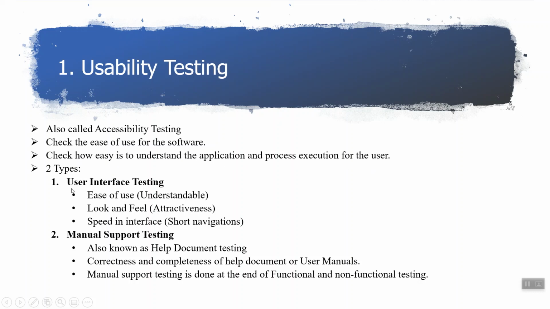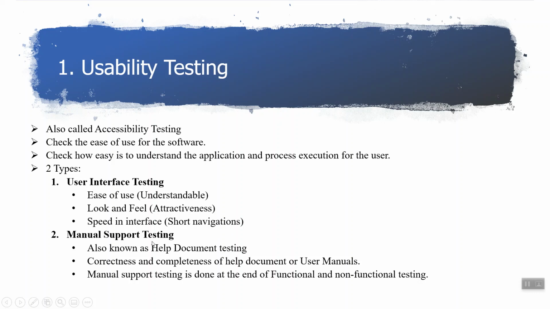There are two types. First one is user interface testing, where we check ease of use, which is also called understandability. Then look and feel, which is attractiveness of the software. Also the speed of interface, which is short navigations between the application pages.